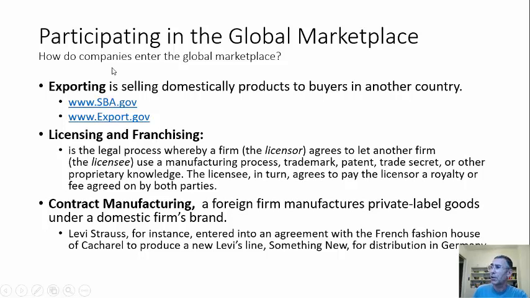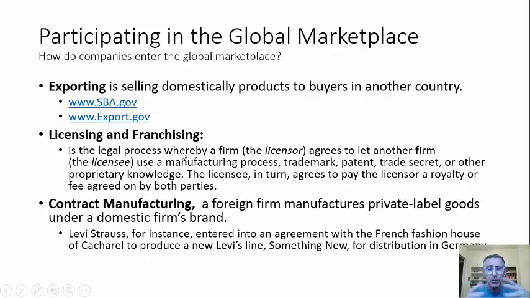All right. So participating in the global marketplace, I don't need to tell you too much about what exporting is. A country makes a good, exports it somewhere else. If you have a small business and you're thinking about exporting, sba.gov and export.gov are fantastic resources to help you export. A lot of these resources are free.